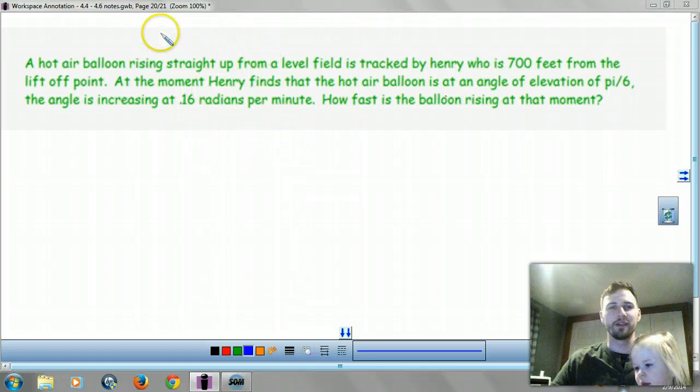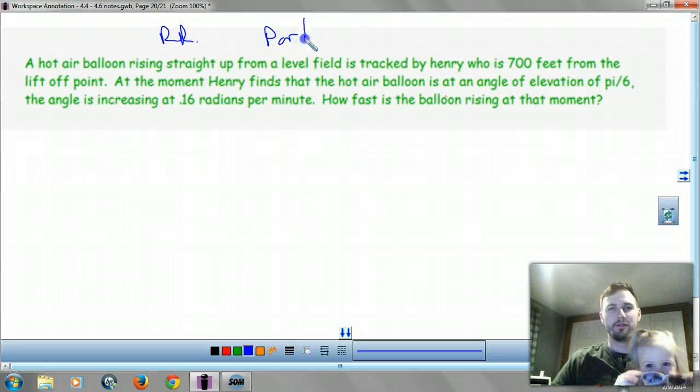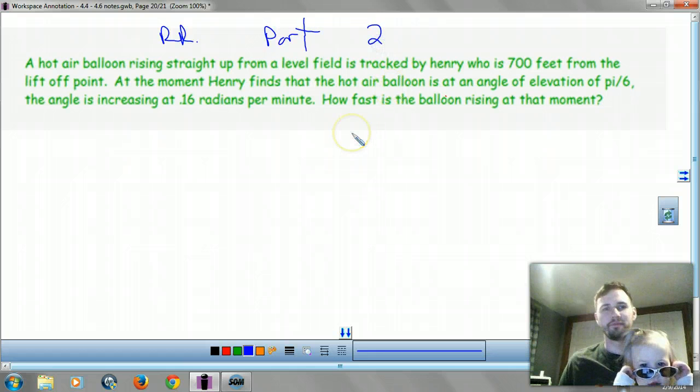Okay, guys, we were looking at related rates part 2. Oh no, computer. Oh no. Part 2. Okay? We're gonna do 2 problems and then call it a day.